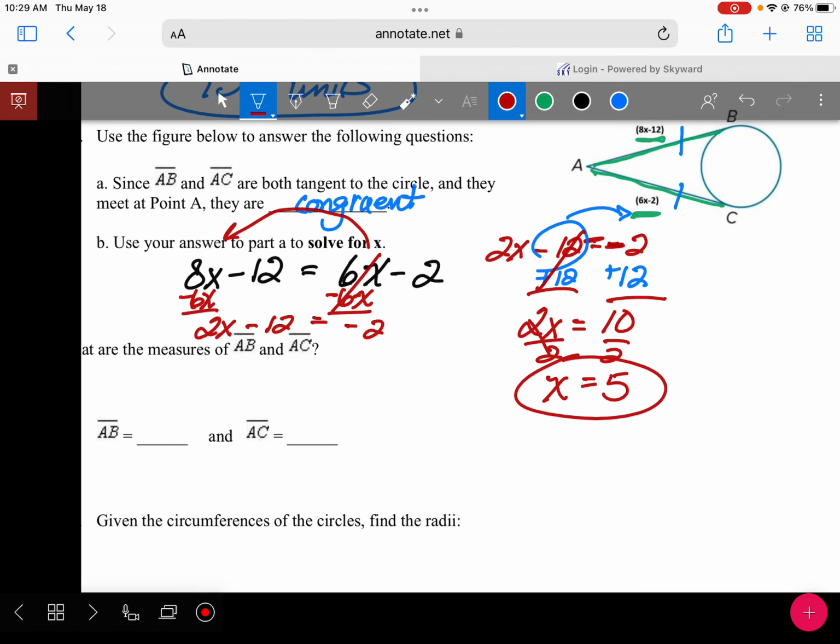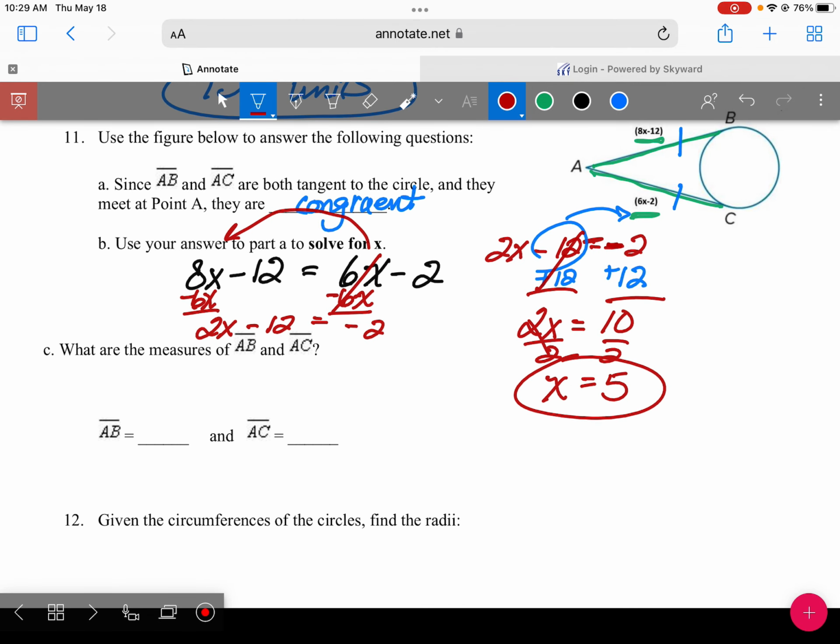Now, what are the measures of line segment AB and AC? How would I find those? Substitute in for x. So 8x minus 12 is 8 times 5 minus 12, is 40 minus 12, which is going to be 28. What about line segment AC? Same thing.